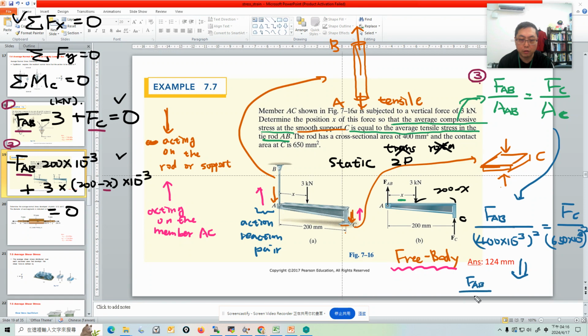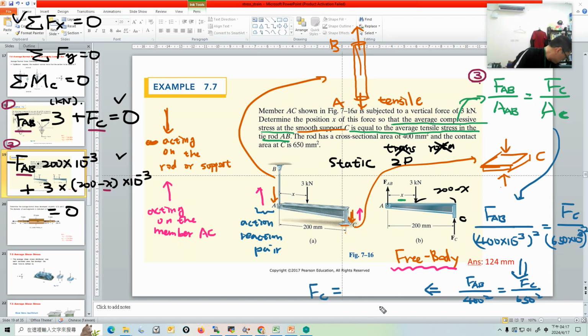So what's the answer? You can simplify as 400 square equal to FC 650 square. So what's the ratio FAB to FC? I think you should check this by yourself, because I don't have much time to do the calculation here. I think you will have FC is probably 1.625 FAB. Let me check.